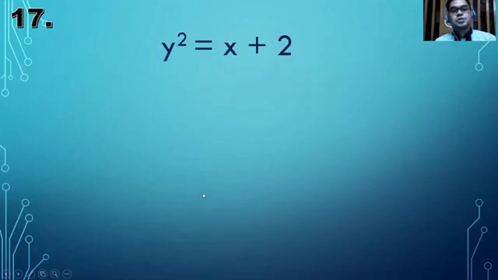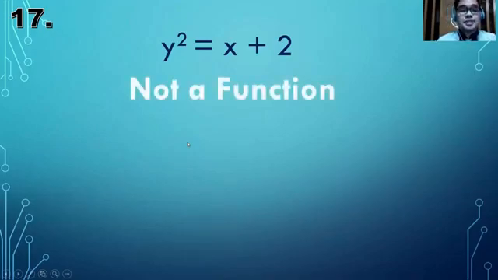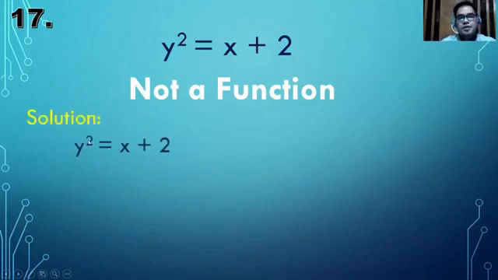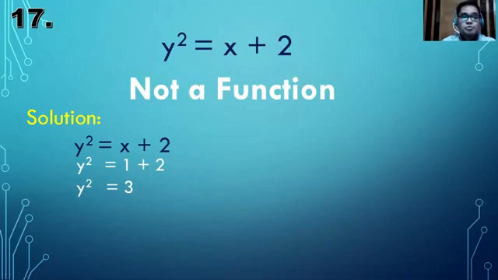y squared is equal to x plus 2. Is that a function or not a function? Okay, this is not a function. Why? The solution is, we have y squared is equal to x plus 2. Let's try to substitute x with 1. So it will become y squared is equal to 1 plus 2, or y squared is equal to 3. In order to get the value of y, we are going to use the square root property.